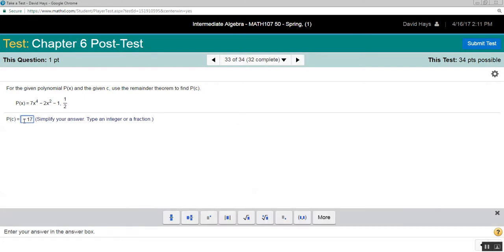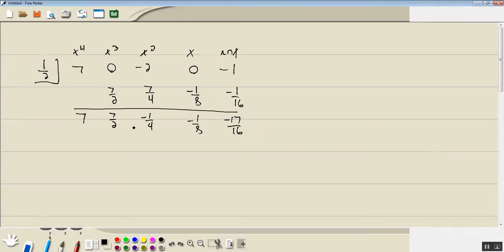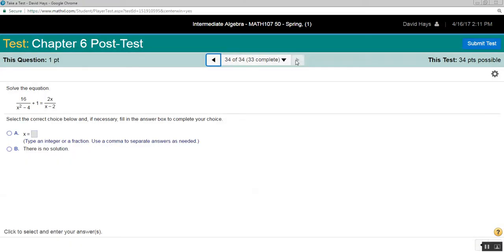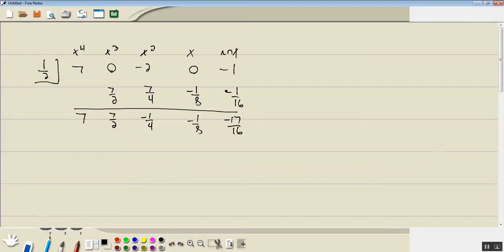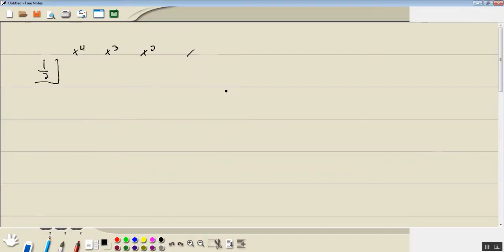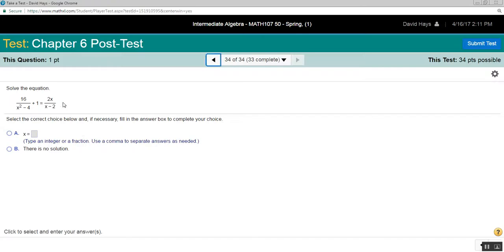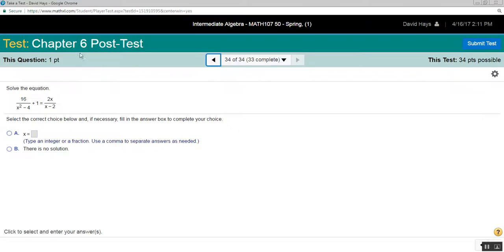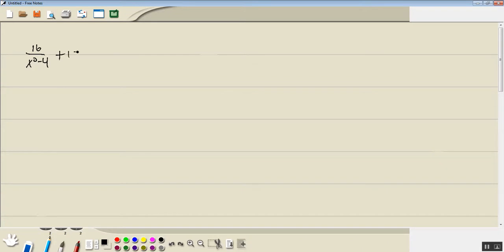Simplify your answer. Okay, negative 17 over 16. Last problem. Got 16 over x squared minus 4 plus 1 is equal to 2x over x minus 2.